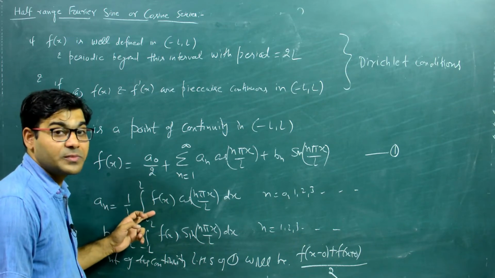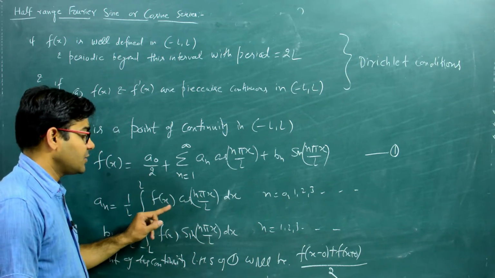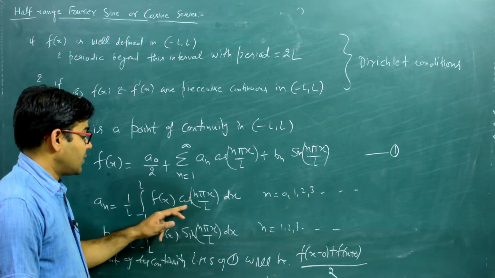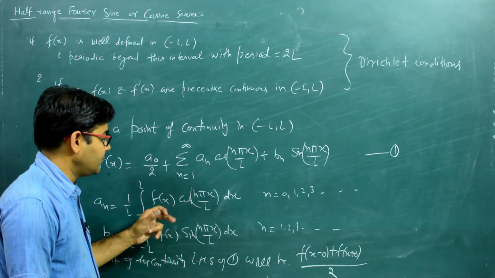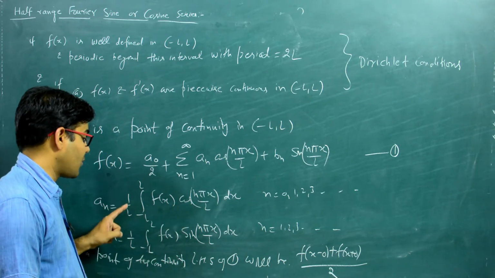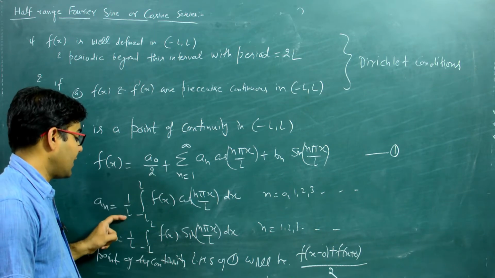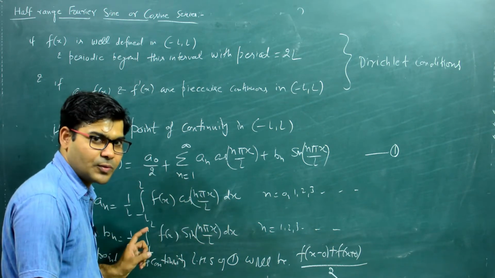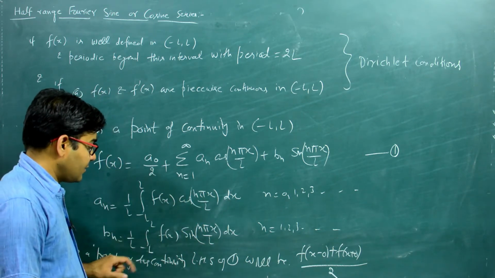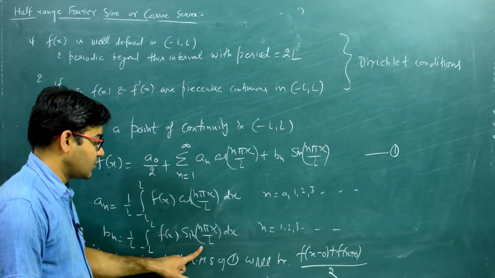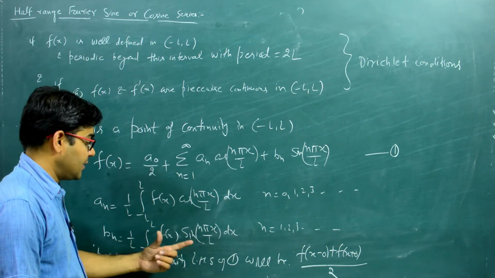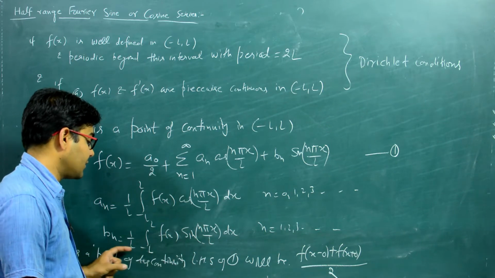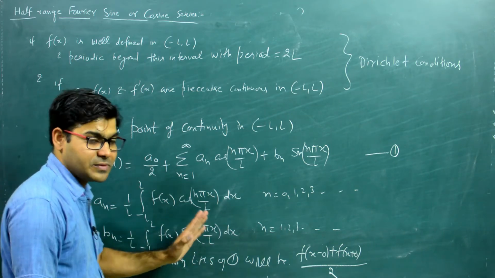Similarly, if f(x) happens to be an even function, cos is an even function, so the product of two even functions is again an even function, and then its integrand is even. So by the property of the definite integral, we can write 2 by L, 0 to L, and we will have non-zero an. But in case of bn, if f(x) is even, this is odd, the product of these two will be odd, and the integrand will be odd, and by the property of the definite integral, all these bn will vanish.